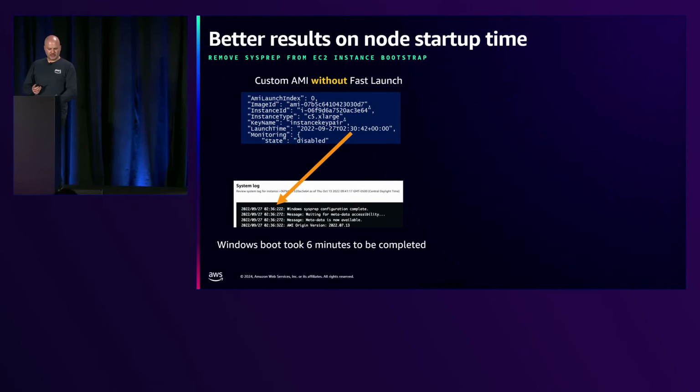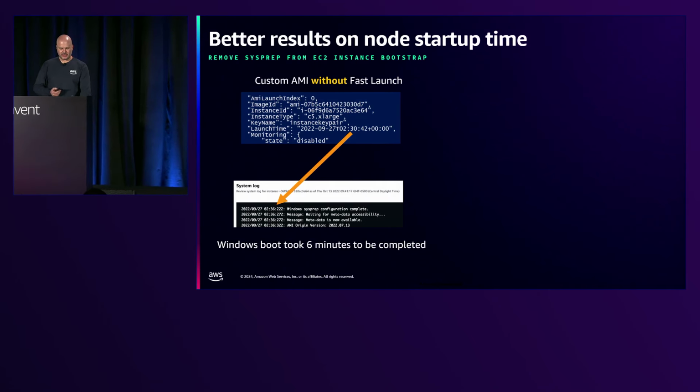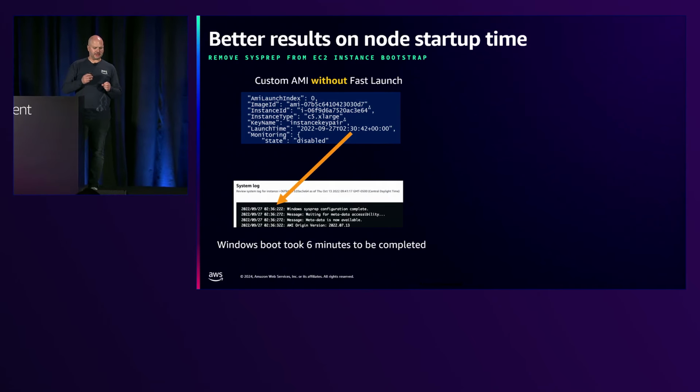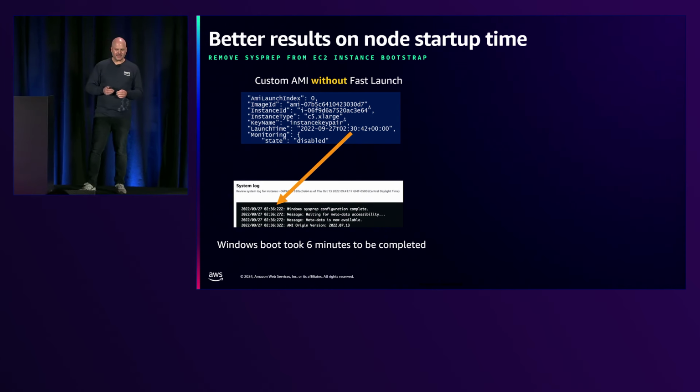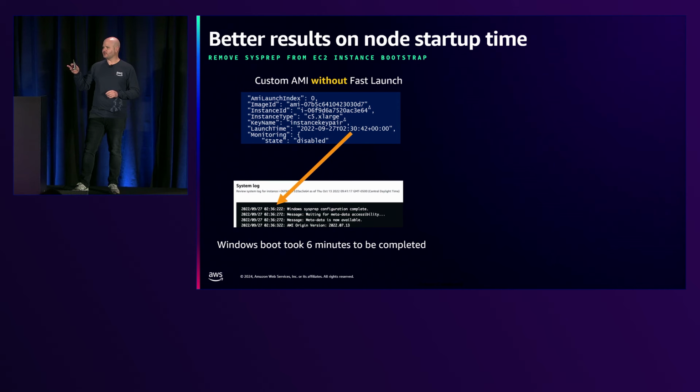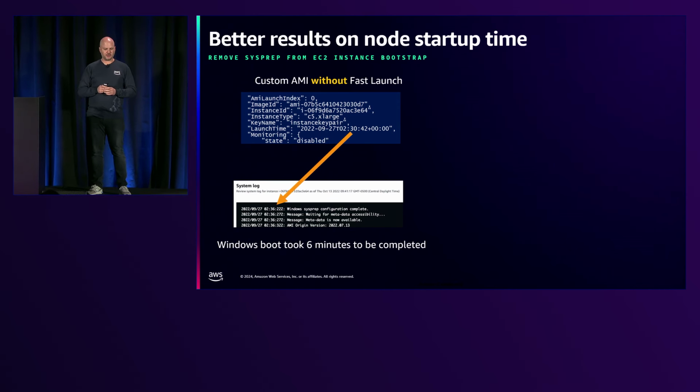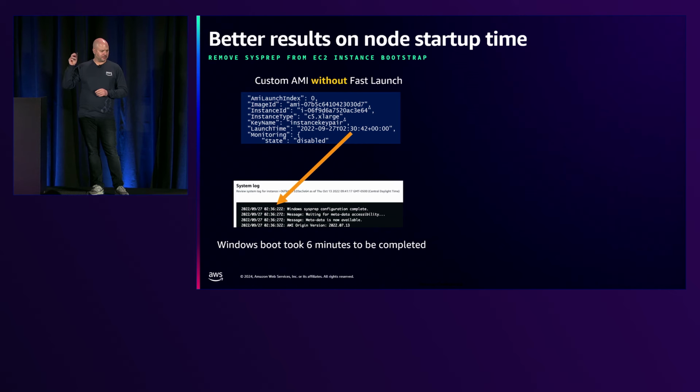In this example, the EC2 worker node was booted up with a custom AMI, but we're not using fast launch in this one. At the top, in the blue box, it says the launch time, and it booted up at 2:30 a.m. and 42 seconds. And at the bottom, in the EC2 system log, it shows that the sysprep process finished 6 minutes later.